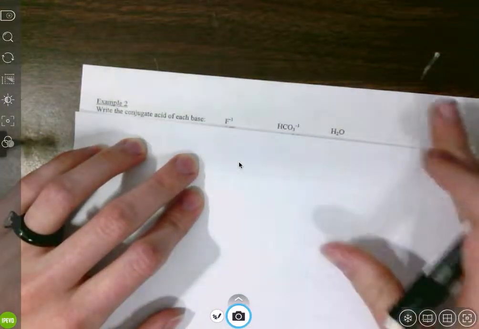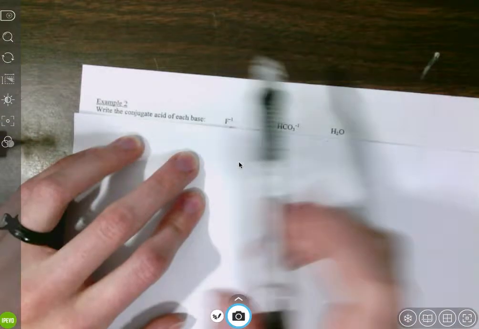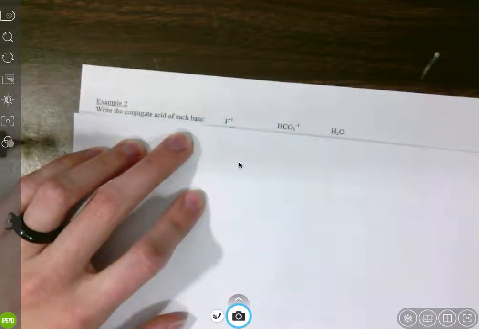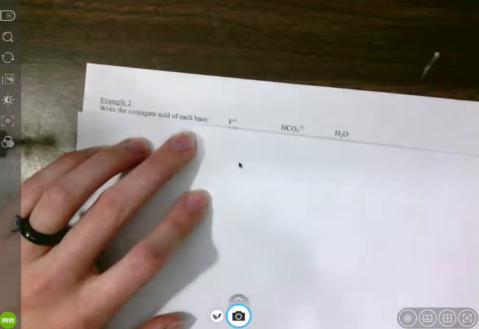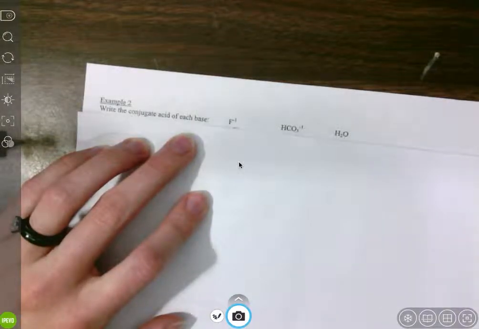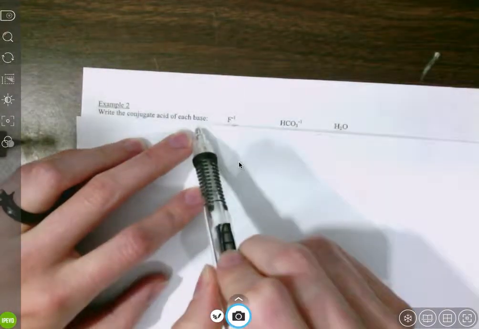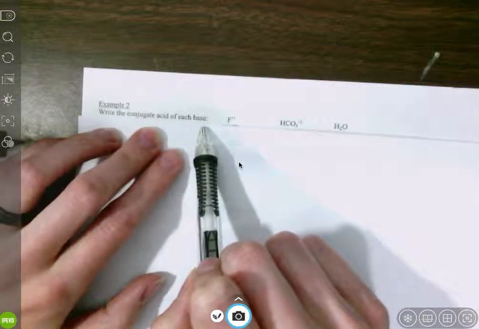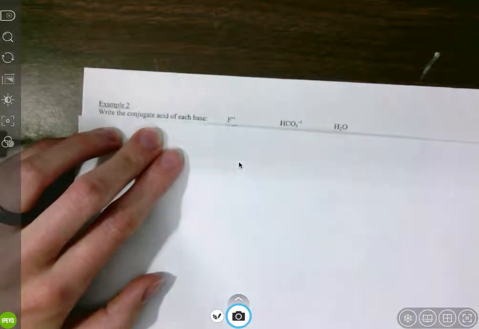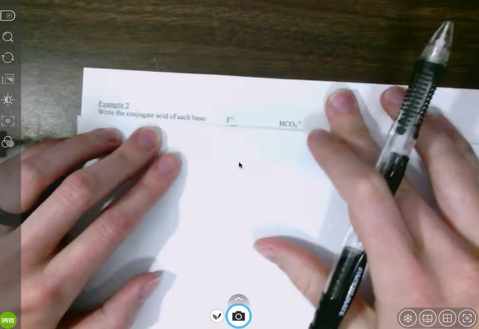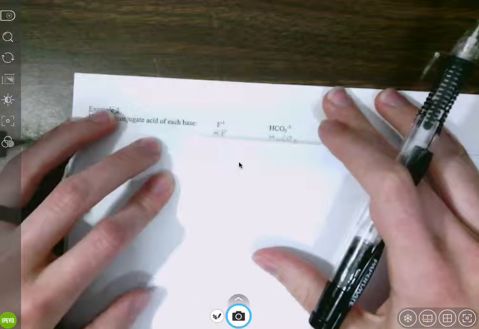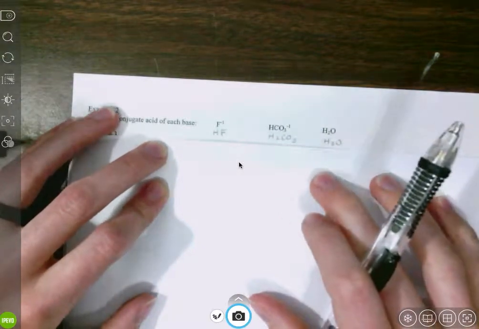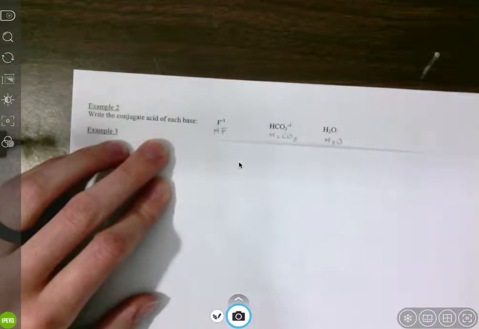In example number 2, we are writing the conjugate acid of each base. So let's think back to our notes from literally 5 seconds ago. Our conjugate acids are our base plus a hydrogen ion. So we are accepting a hydrogen ion to form a conjugate acid. So that means that we are just taking these 3 substances and adding a hydrogen ion.